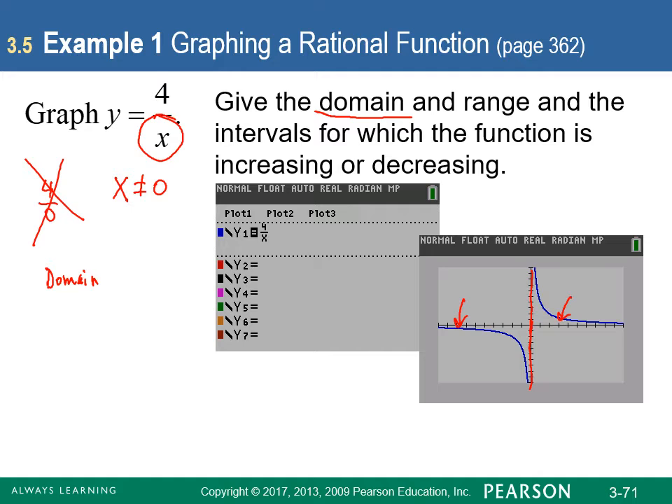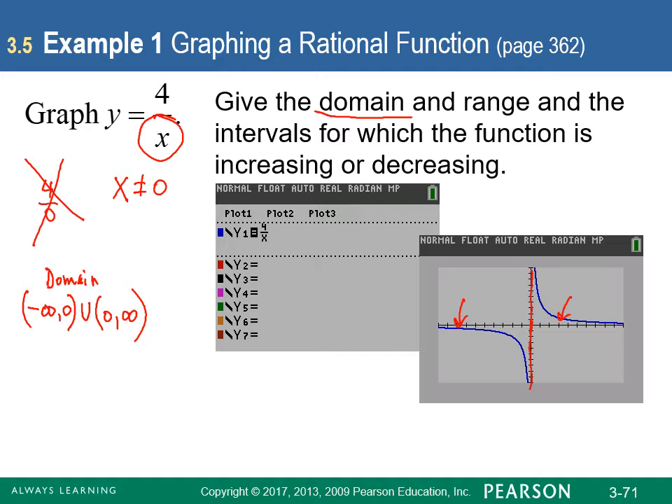Now there's many ways of saying that. In your homework, they're going to want you to use interval notation. So we say this by going negative infinity comma 0 with a parentheses here to indicate that 0 is not included. And then 0 comma infinity. So that's what our interval notation would look like for the domain.